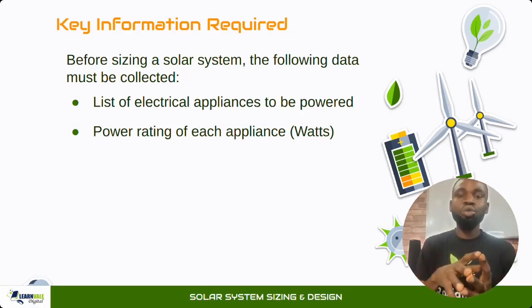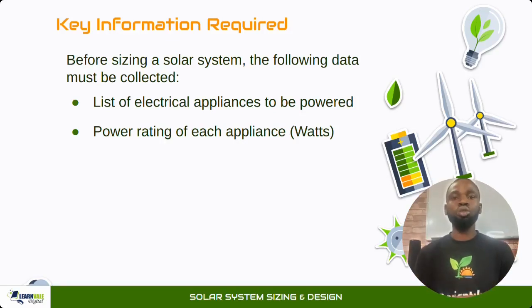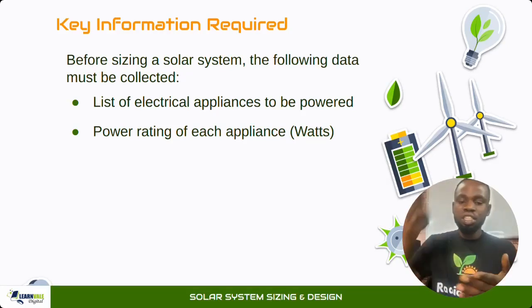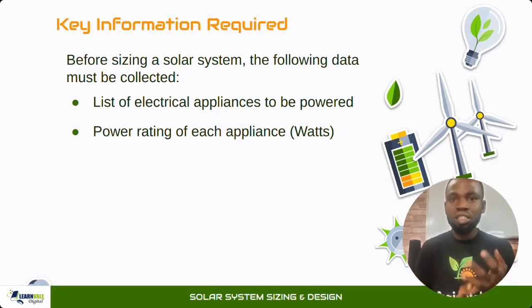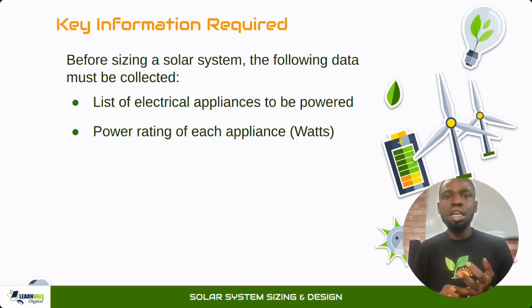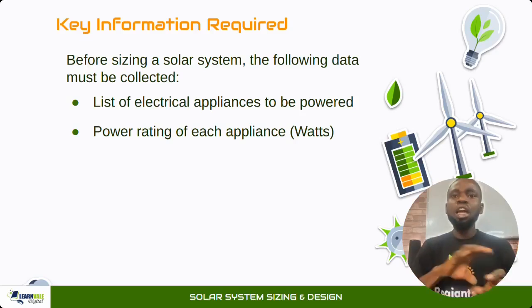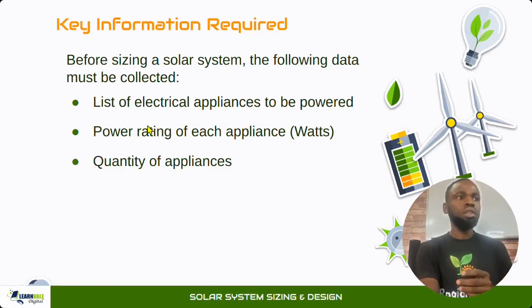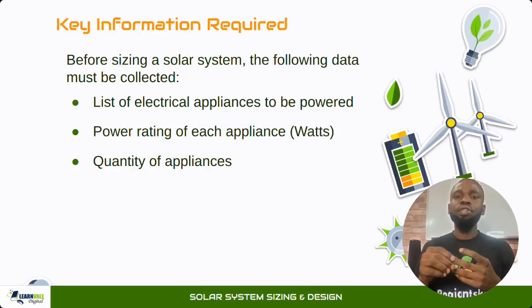You need those data to determine the right recommendation to give them. So you're going to need the rated power of all the appliances. If they are going to power fan, fridge, AC, bulbs and all that, you need the wattage, the horsepower of the AC, the wattage of the fridge, the television, the fan. You're also going to collect the quantity of each appliance: how many ACs are you powering, how many lighting points, how many fridges. You gather all that information with their wattage.